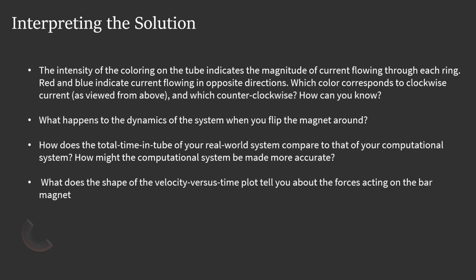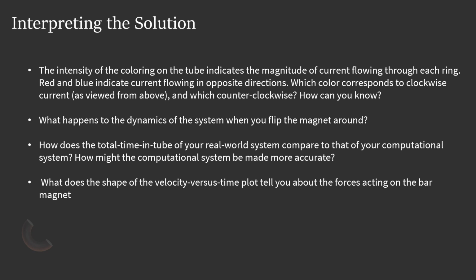Here's the interpretation of the data from the computational model. To answer the first question from above, the red current corresponds to the counterclockwise direction and the blue current corresponds to the clockwise direction. This can be proved by using Lenz's law. To answer the second question, when a magnet is flipped, it will still fall slower through the tube than if it was falling without going through the tube, but the current would be flipped.